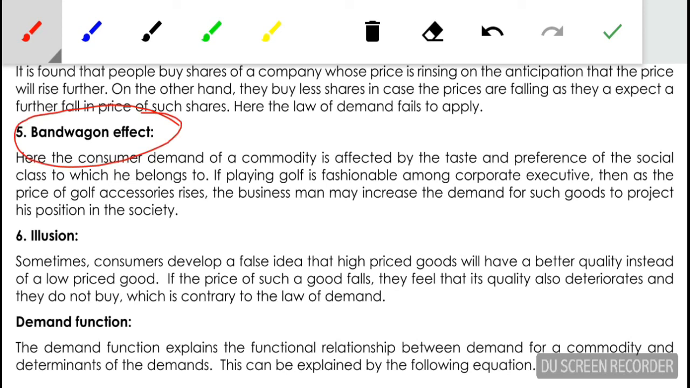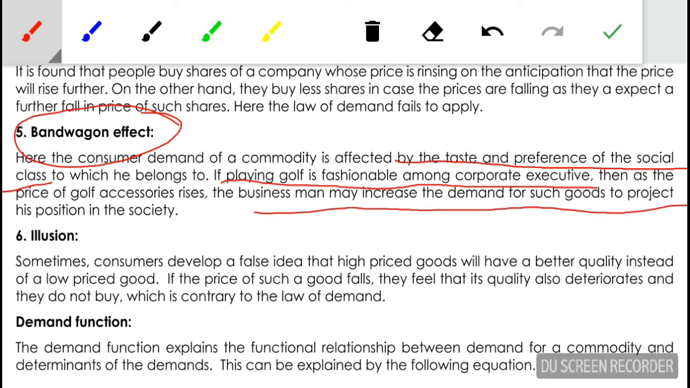Here the consumer demand of a commodity is affected by the taste and preference of the social class. Our demand is affected by the social class. If playing golf is fashionable among corporate executives, and if I am a corporate executive, I will have demand for that product, golf, right? So this is what the bandwagon effect is. The bandwagon effect means it's a following concept. We are following a few persons, or a group of people who have actually done this. If somebody is doing it, I am also doing it. That is the bandwagon effect.